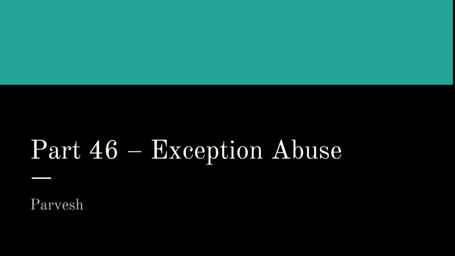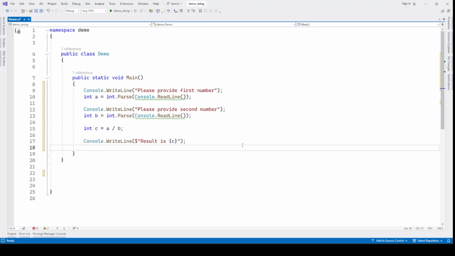In this video, we will learn how developers can abuse exception handling and how we can prevent it. Let's open up Visual Studio and understand this with an example. I have opened up my Visual Studio and written a small program. In this program, I am asking the user to enter the first number and then the second number, and we are dividing those two numbers A and B and printing out the result in variable C.